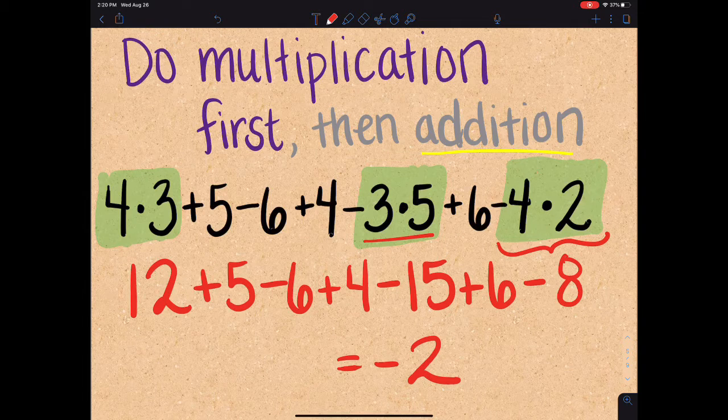What they did in the book is they went ahead and did all the addition problems after that, right here, and then this one. But like I said, you don't need to, because you will get the same answer every time.